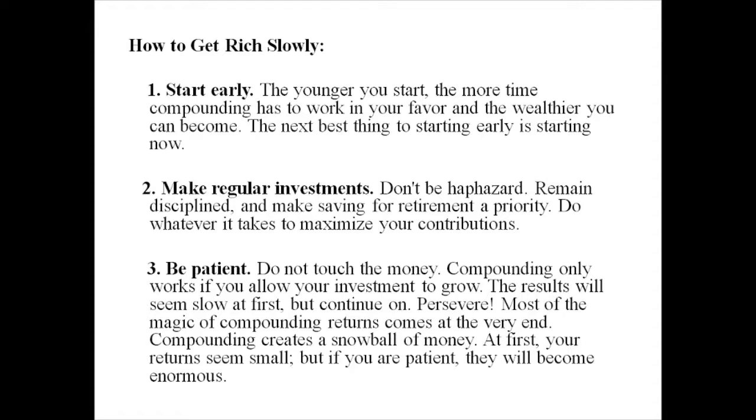So how to get rich slowly? Start early. The younger you start, the more time the compounding will work in your favor and the wealthier you can become. The next big thing is to start now. You can start at a very early age, and if you start investing early, then you can really compound yourself over time. And time is one of the most essential parts when it comes to investing. The more time you give your investment, the more returns it will give.